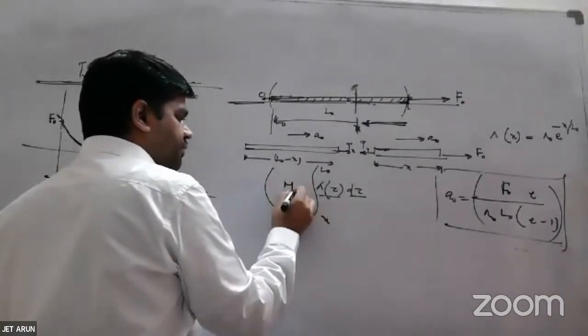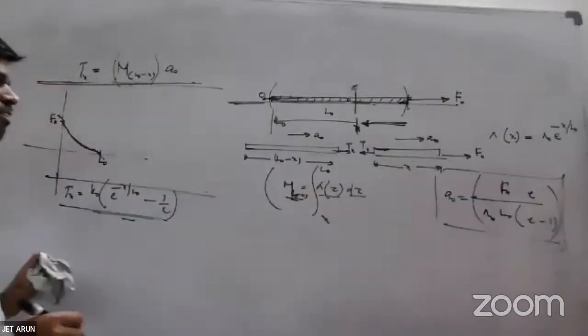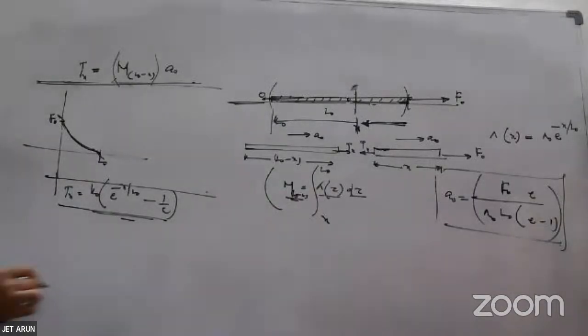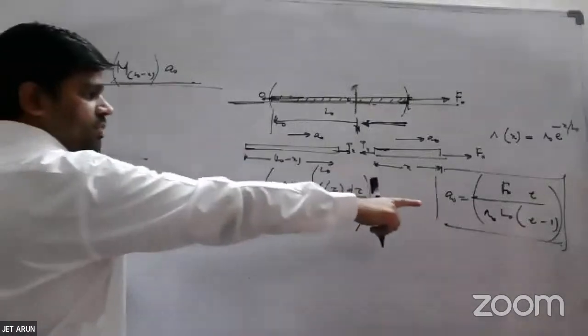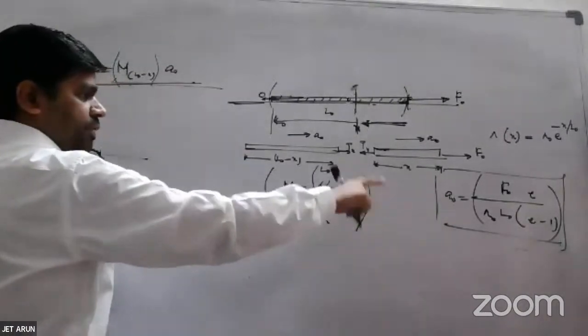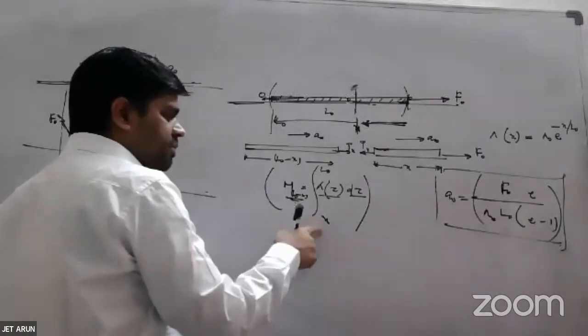Mass of what? Mass of the L naught minus x length. Alright, so let's find out this mass. Substitute, plug this mass over here, you're done. Acceleration is known already. How do I get the acceleration? Force by total mass. To get the total mass, what do I do? I integrate it from 0 to L.